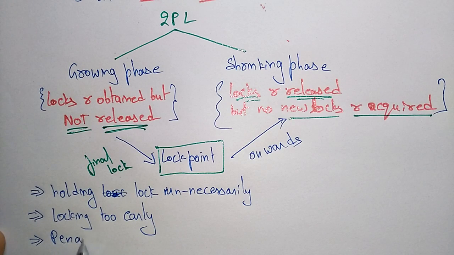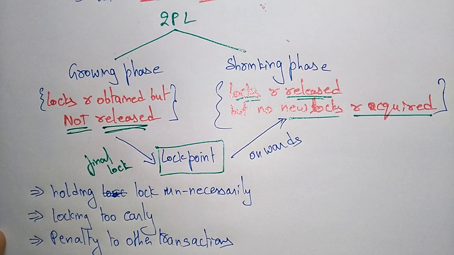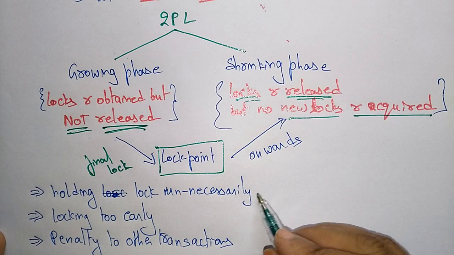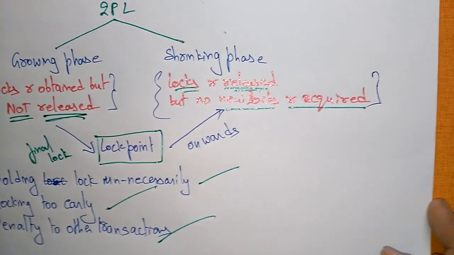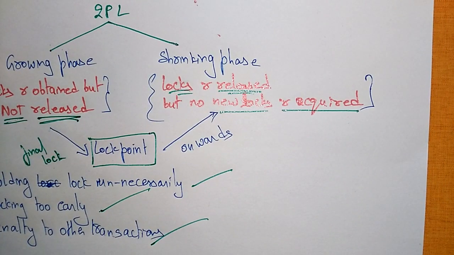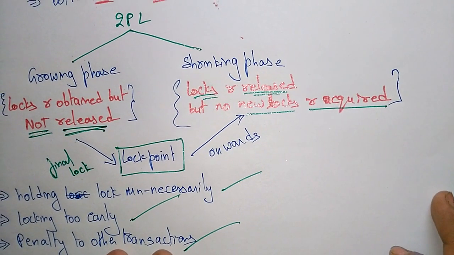Penalty to other transactions. So these are the three points that reduce concurrency in two-phase locking: holding locks unnecessarily, locking too early, and penalty to other transactions. Okay, so let us see the graph of how this growing and shrinking phase works.